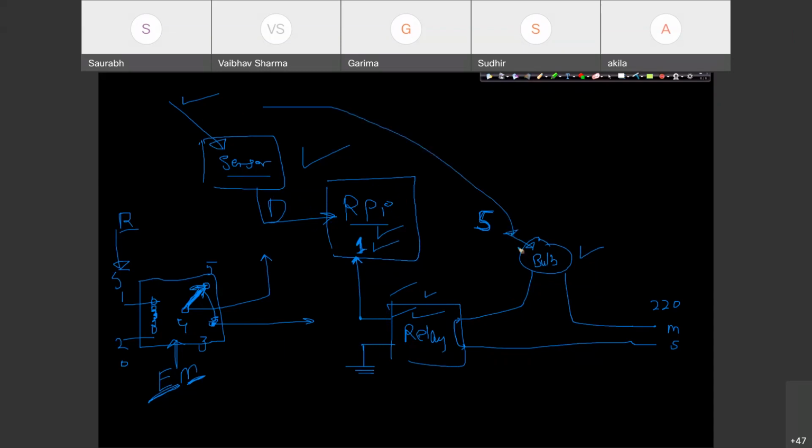Okay, so I have to make the connection from this relay to the Raspberry Pi first, and then we'll be writing a program also. Just give me a second, please.